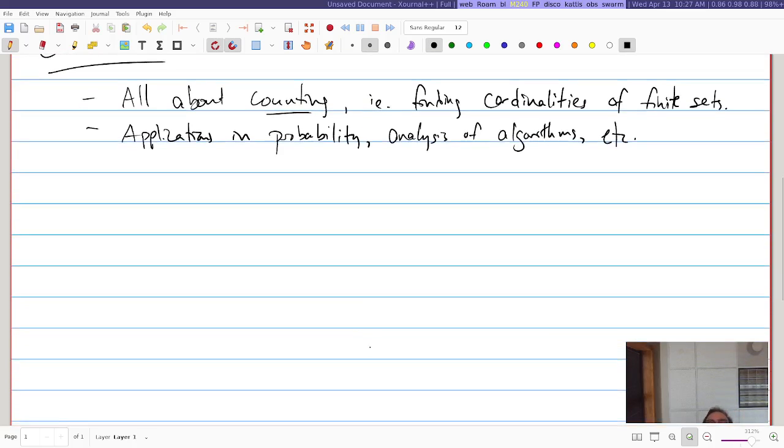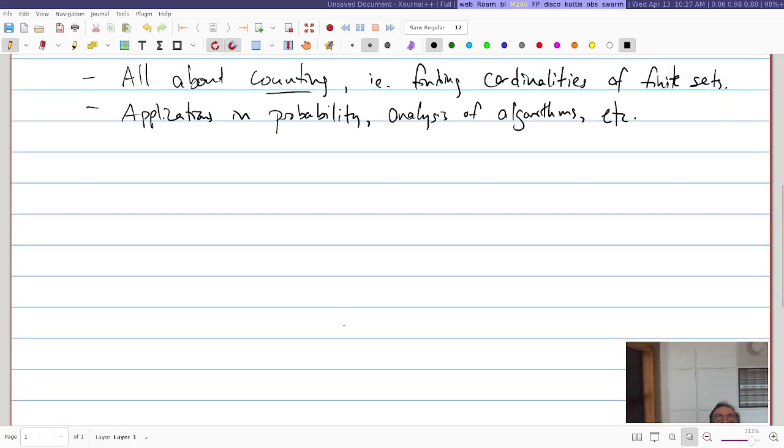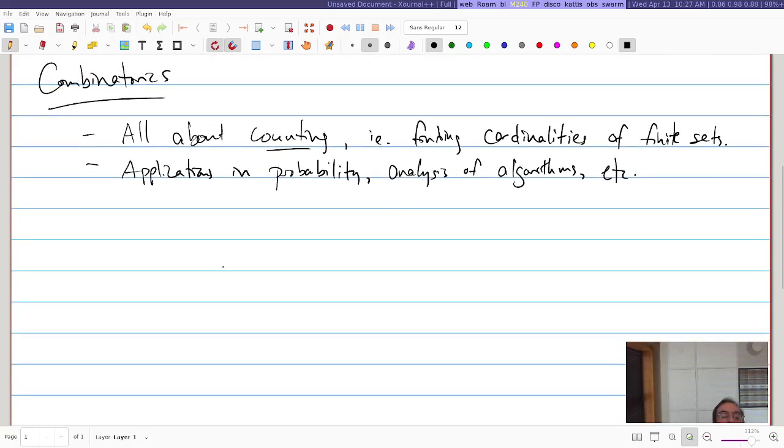All right. So we'll start with a simple principle today, which shows up all over the place. So this is the product rule.